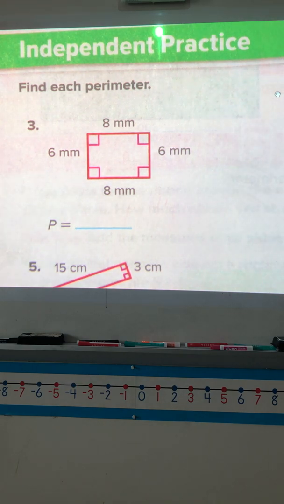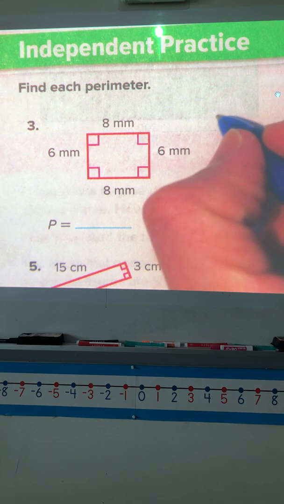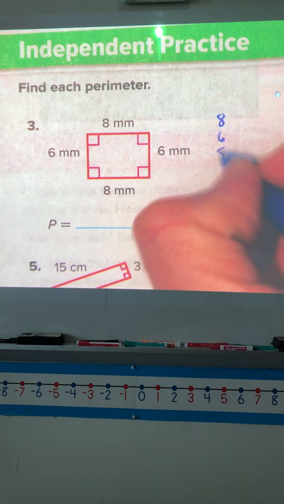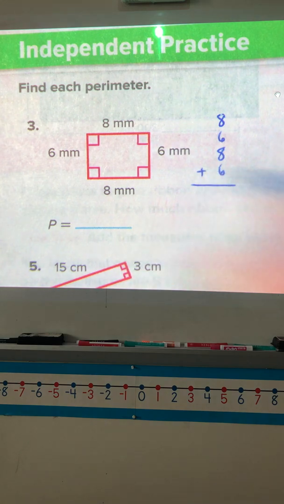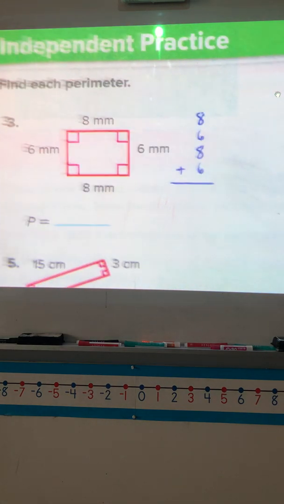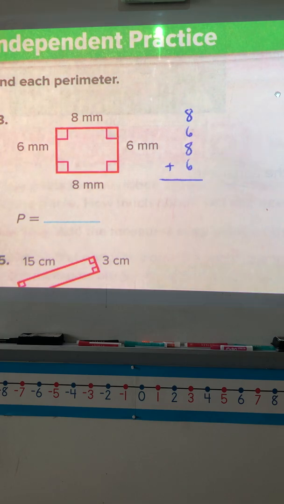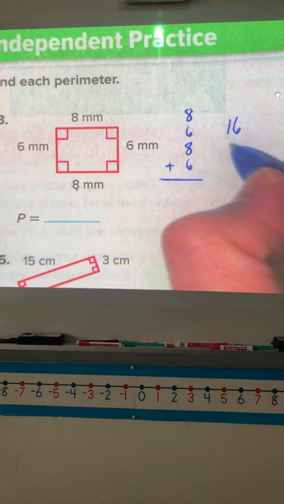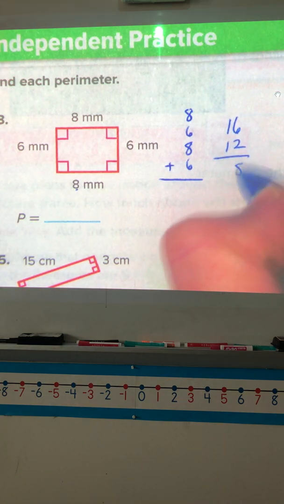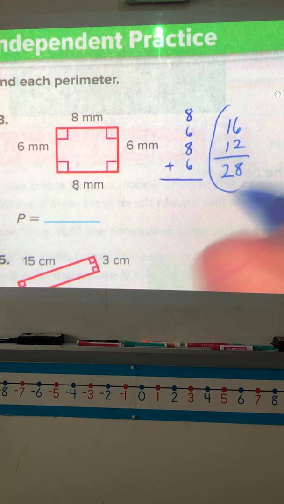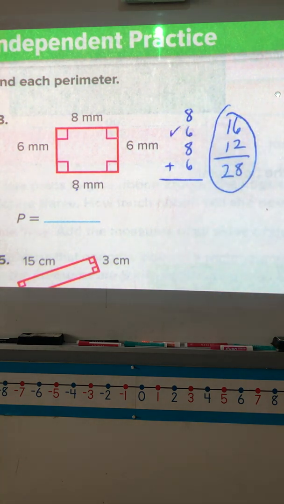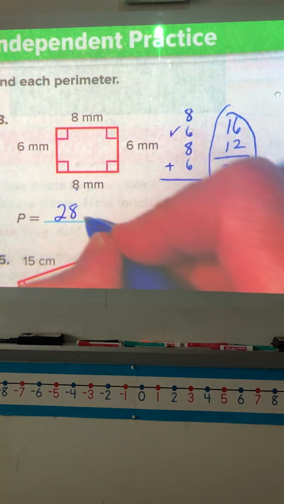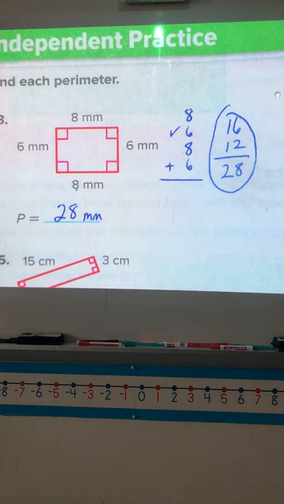And here's what I mean by that. For me, I would not want to do this. I wouldn't want to add it up that way. I would like to make it as easy as possible. So we know 8 plus 8 is going to be 16. 6 plus 6 is going to be 12. This problem right here is much easier to do, in my opinion, than this one. 28 millimeters. Don't forget to label. Perimeter is the distance around the shape. There's your number 3.